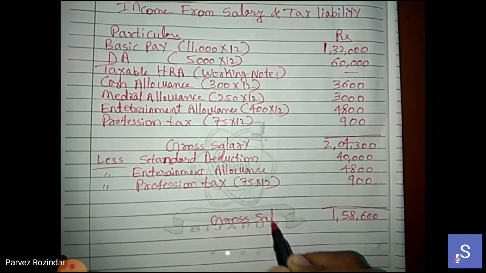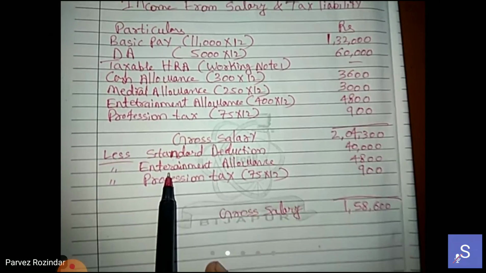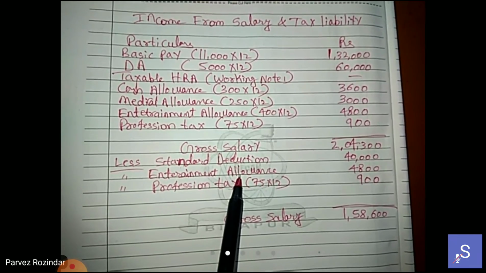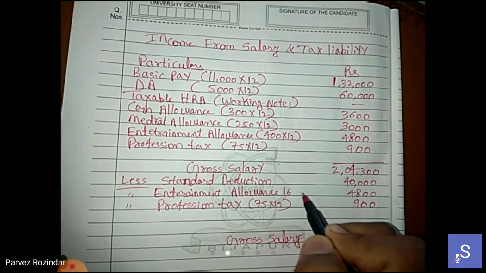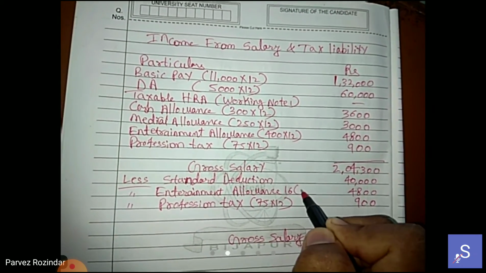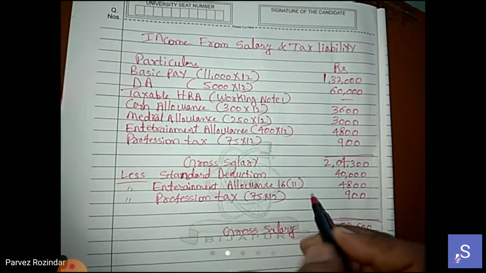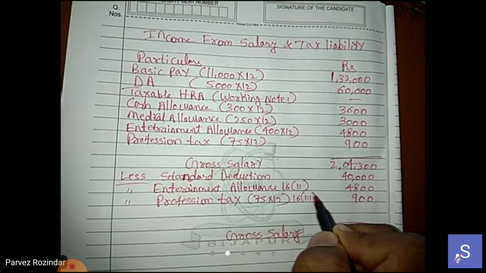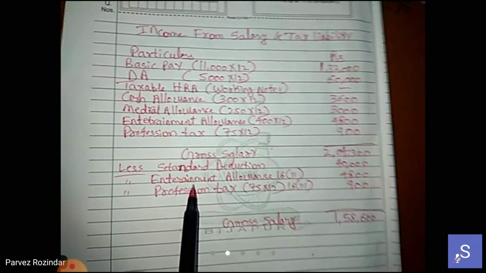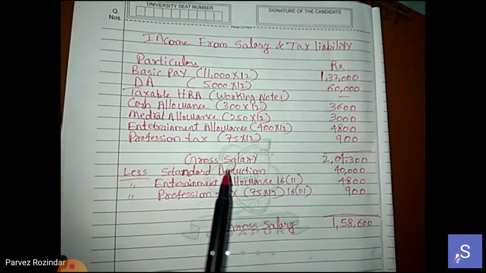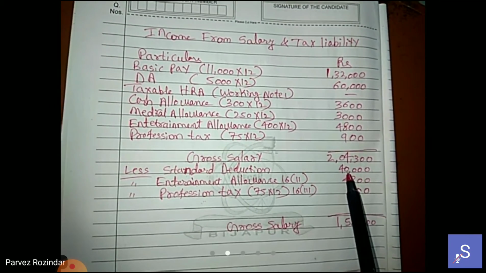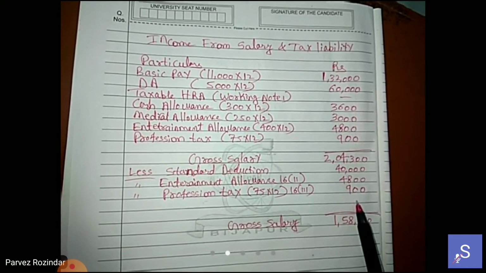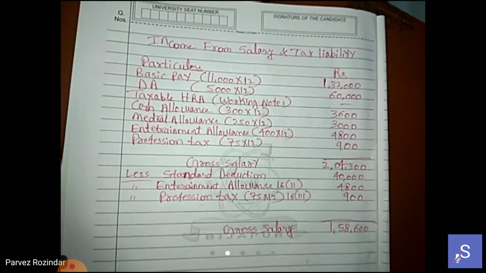This is called gross total income. See, these two will repeat again. Standard deduction and entertainment allowance are covered in section 16 subsection 2, and professional tax in section 16 subsection 3. Both entertainment allowance and professional tax can be allowed as deduction, and standard deduction is fixed 40,000. These all three we have to reduce. The amount we get is called GTI.